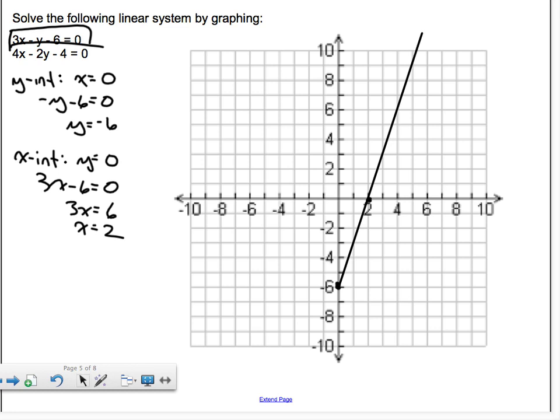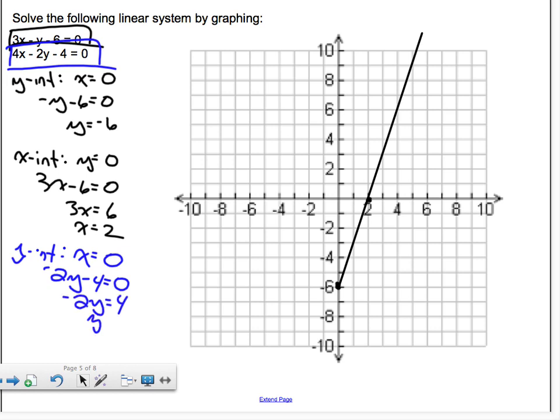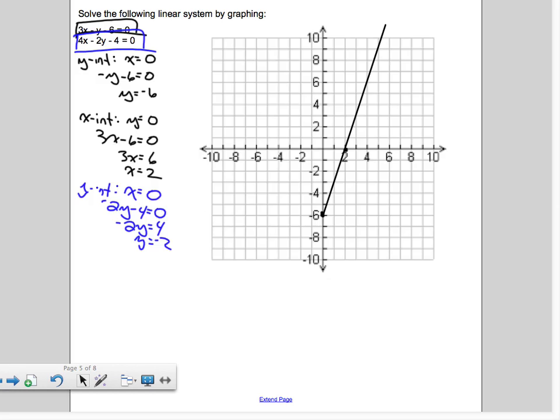And then for my other line, I'll do the same thing. So the y-intercept, x equals 0. So I get minus 2y minus 4 is equal to 0. So minus 2y is equal to 4. y is equal to negative 2. So y is negative 2 over there. X-intercept, and y is equal to 0. So you get 4x minus 4 is equal to 0. 4x is equal to 4. That means x equals 1. Right there.